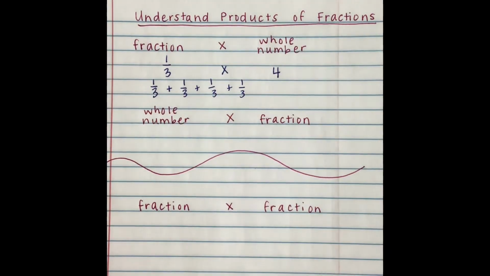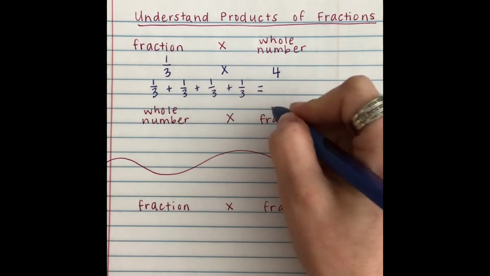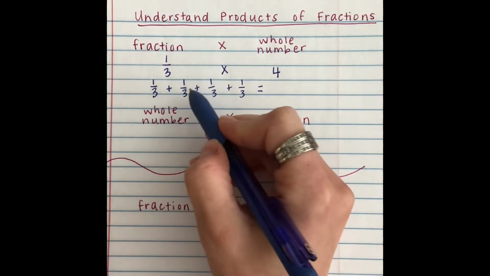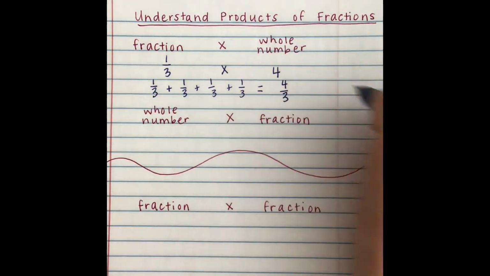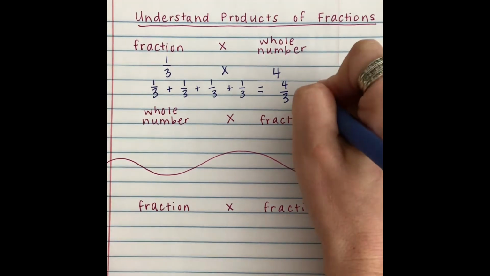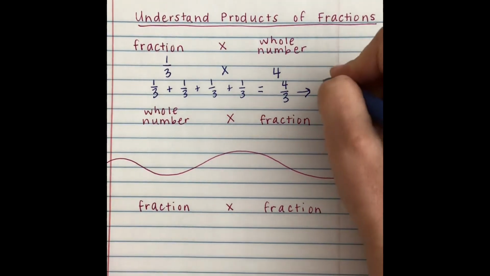Because we know that multiplication is just another way of doing repeated addition. So we have 1/3, 1/3, 1/3, and 1/3, and that's just 4/3. And we know that we could flip this and make it into a mixed number, which would be 1 and 1/3.